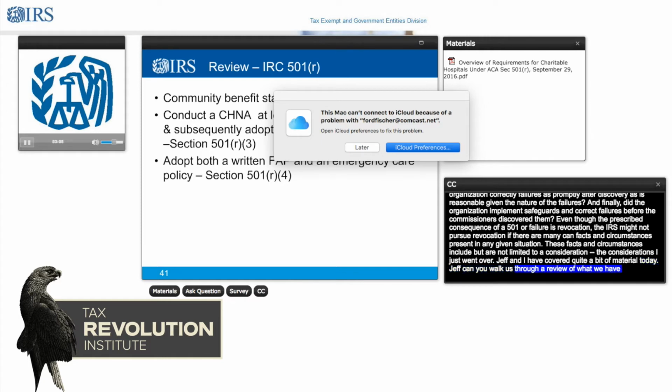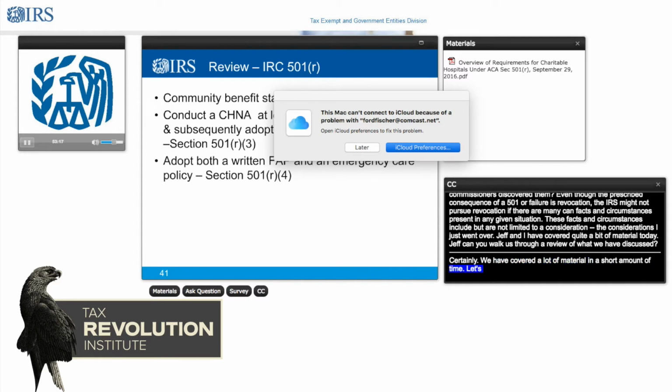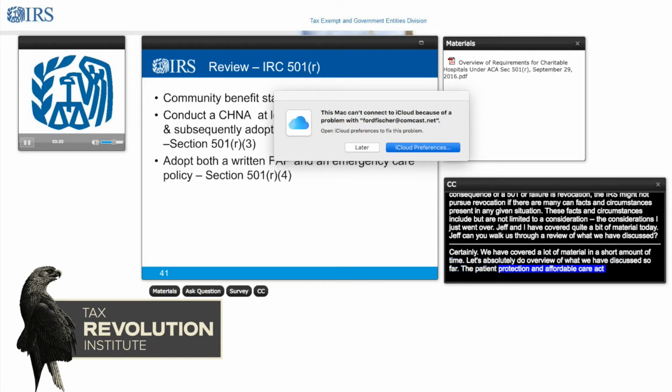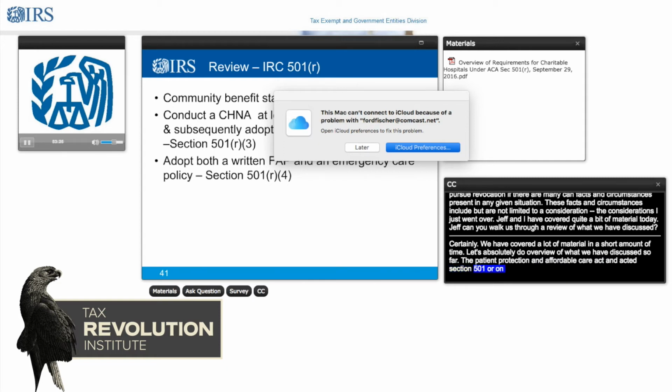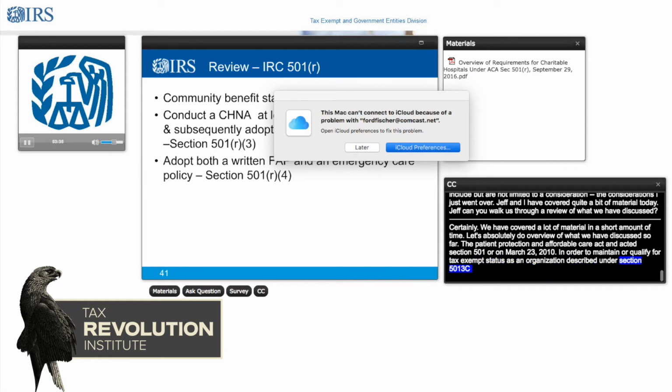Certainly. We have indeed covered a lot of material in a short amount of time, so let's absolutely do a review of what we've discussed so far. The Patient Protection and Affordable Care Act enacted Section 501R on March 23, 2010. In order to maintain or qualify for tax-exempt status as an organization described under Section 501c3, Section 501R imposes 4 additional requirements on charitable hospital organizations.